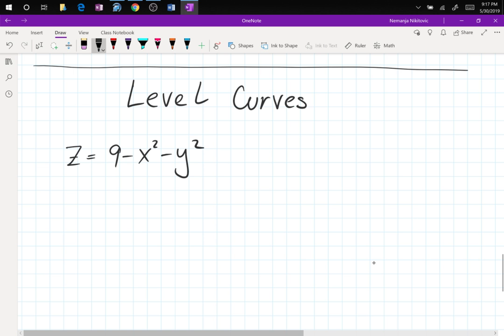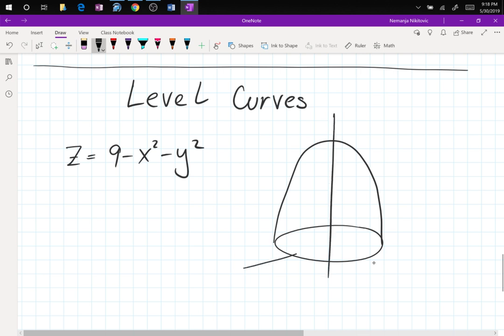Now, what I have here is we first draw a shape like a taco shell over here. And then we draw axes. We have our x, our y. The peak over here is at 9. And now what I'm going to do is create level curves and graph them on the xy plane.